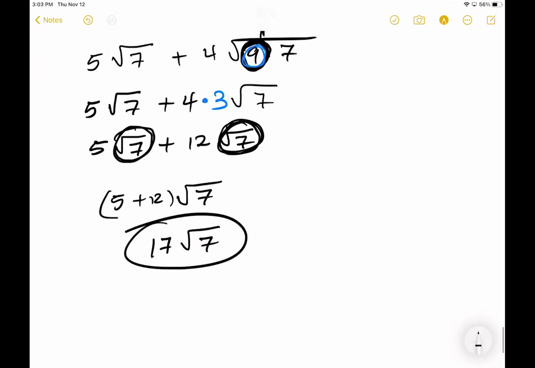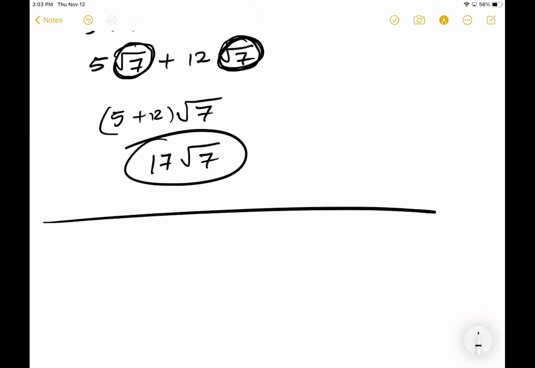Let's try another one. Let's say we have something like this: 9 cube root of 24 minus 2 cube root of 3.